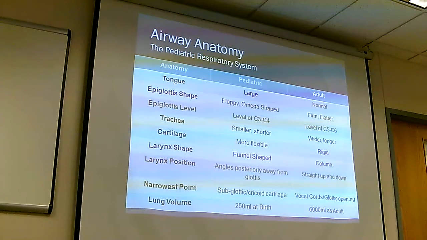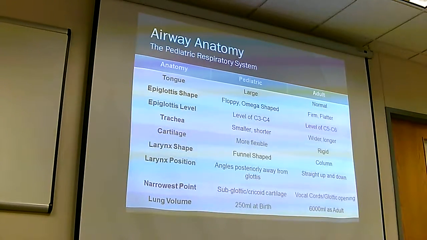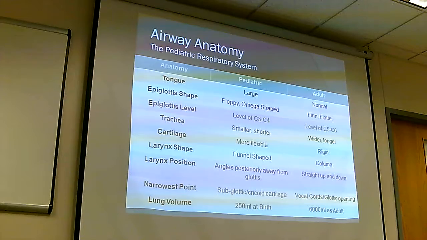Their cartilages are more flexible because they're still growing. So their trachea is going to be more flexible, and because of the flexible cartilage, it can collapse on itself more easily on inspiratory pressure. Whereas in adults, we're done growing and our cartilage is nice and firm. The larynx itself is more anterior and more funnel shaped, which just makes it harder to identify structures.